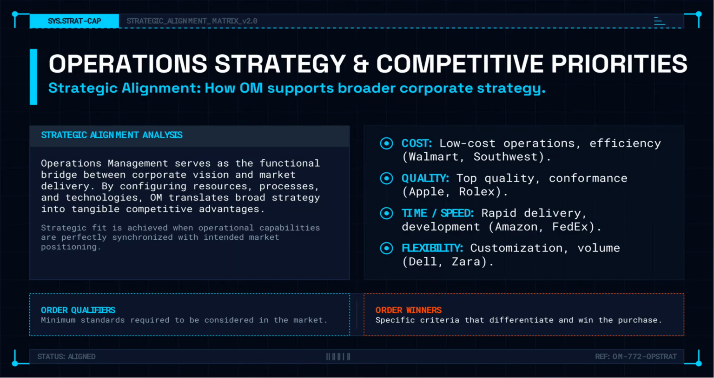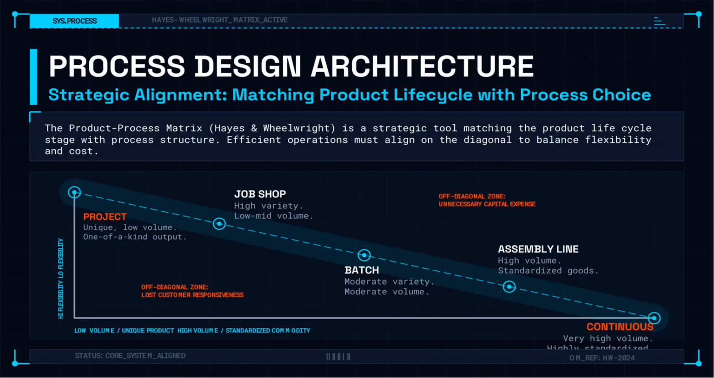Operations strategy acts as the critical bridge connecting high-level corporate vision with frontline execution. To compete effectively, organizations focus on 4 primary operational priorities: cost efficiency, superior quality, rapid speed of delivery, and system flexibility. Within these dimensions, we distinguish between order qualifiers, the baseline entry requirements needed just to compete in the marketplace, and order winners, which are the winning differentiators that convince the customer to select your product or service over the competition.